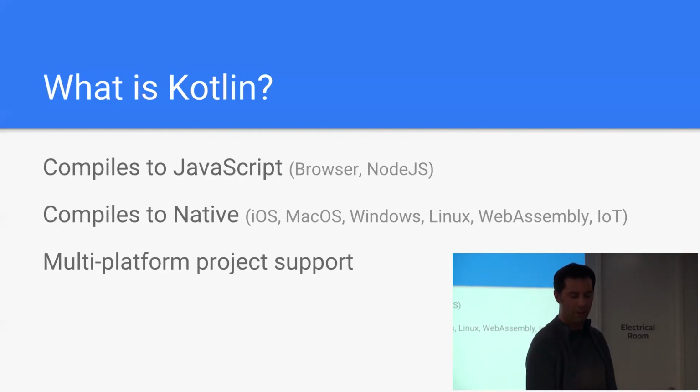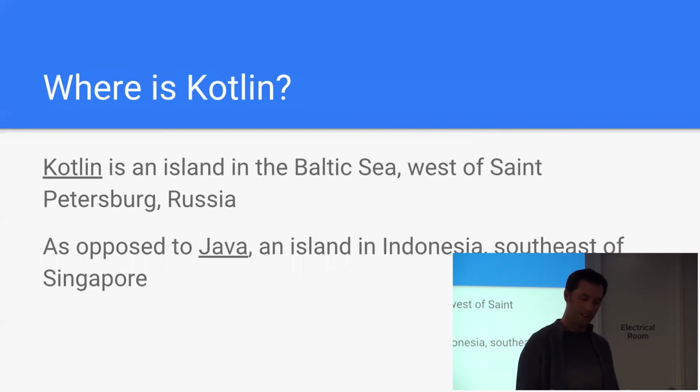So Internet of Things, also compatible with lots of smaller chips and things like that. More than just compiling to those things, they're working on multi-platform project support. So you can do a project and have a core library of Kotlin, and you're sharing it across iOS and Android and maybe your web app and et cetera, et cetera, et cetera. So pretty cool stuff. Where is Kotlin? It's an island in the Baltic Sea west of St. Petersburg in Russia, as opposed to Java, which is an island in Indonesia, southeast of Singapore, fun fact.